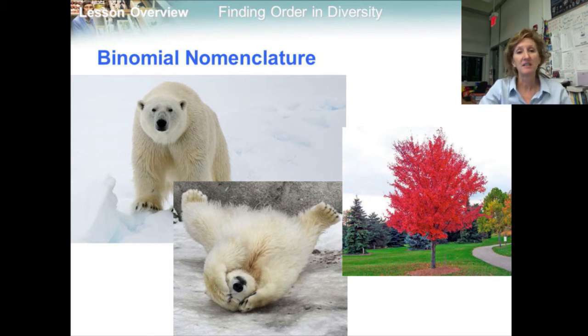Another example is the scientific name for the red maple, which is Acer rubrum. The genus Acer consists of all maple trees. The species name rubrum describes the red maple's color.